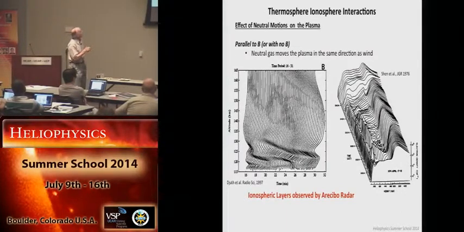No, this is altitude. Yeah, so this is plasma density. I guess the scale is not on here. These variations in the density are on the order of 10% or so.